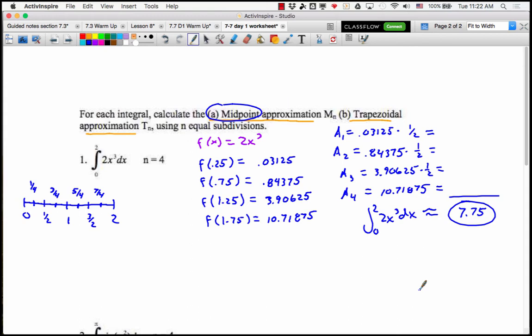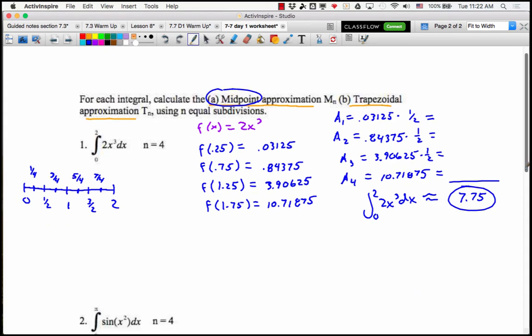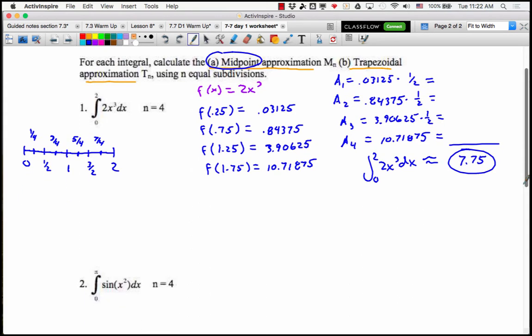How are the trapezoids relevant to this? Let's do it. We're about to do it right now. Trapezoid is going to make it so that we can be less accurate. Why? Exactly. If we don't have the midpoint, we have to use it.